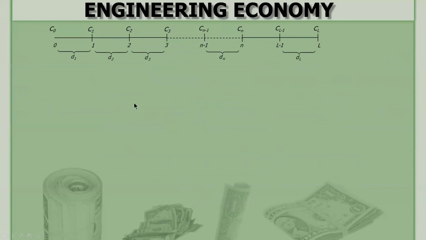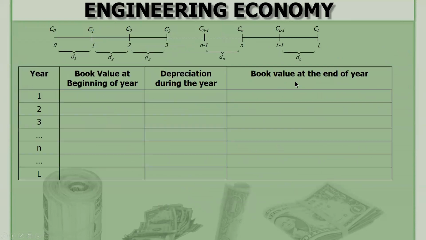To illustrate further, let's construct a table showing the year, the book value at the beginning of the year, the depreciation during the year, and then the book value at the end of the year, so that you can come up with a general formula. A general formula for computing the depreciation for any particular year, and a formula for knowing the book value after n years. So let us start.